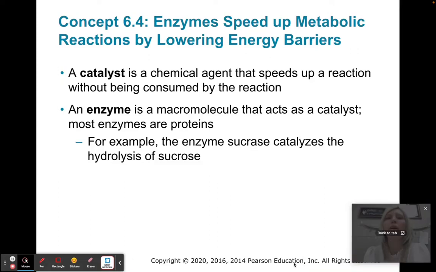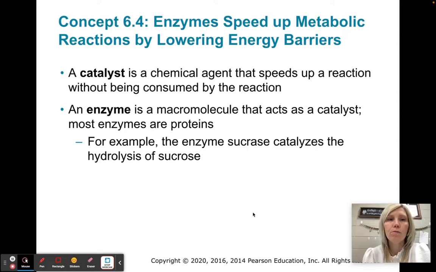This is for AP Biology. We are specifically in a unit on metabolism and enzyme activity. And so this particular screencast is going to focus on textbook section 6.4, enzymes speed up metabolic reactions by lowering energy barriers. So first of all, we want to know that enzymes are referred to as biological catalysts.